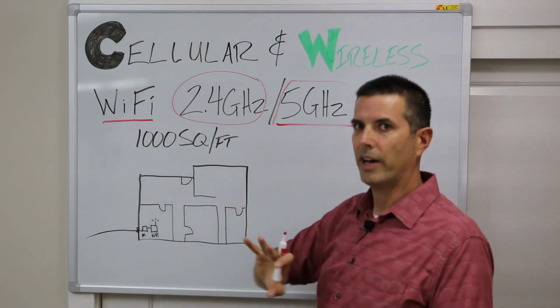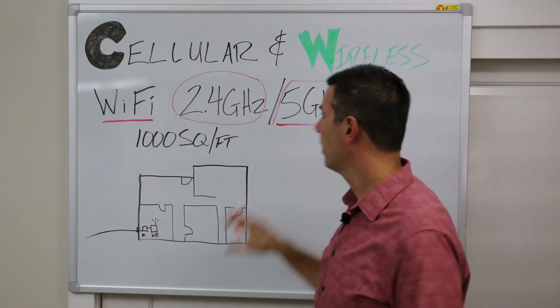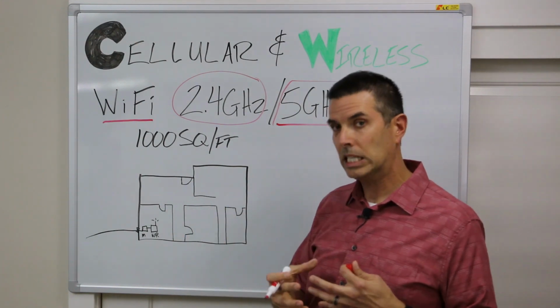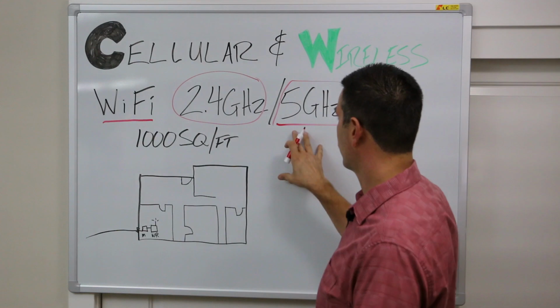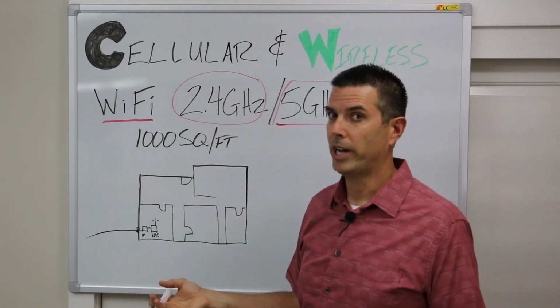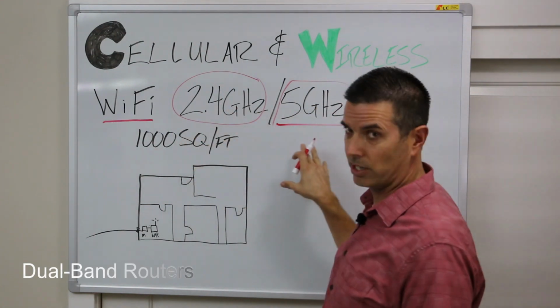2.4 for that far reach. It's a lower frequency, it gets a little bit farther, goes through walls better. 5 gigahertz provides you a little bit better speeds. It's more spectral dense. It gets you better bandwidth when you're close in, but it doesn't reach as far as 2.4. So really the best Wi-Fi routers are ones that have a combination of 2.4 gigahertz and 5 gigahertz.